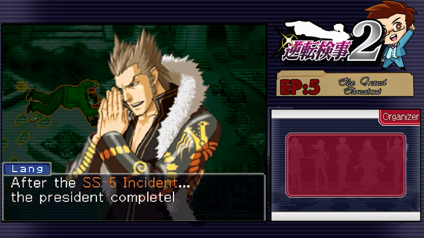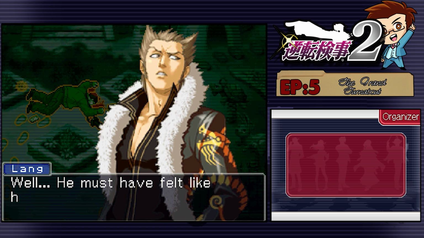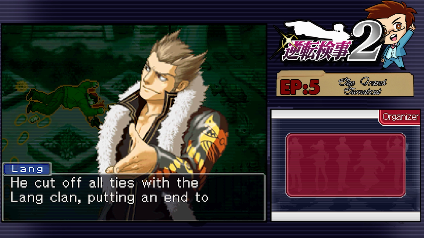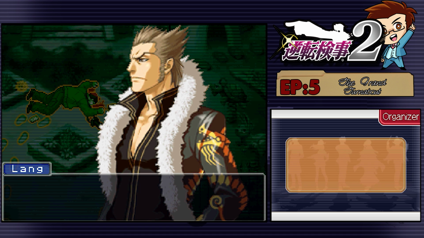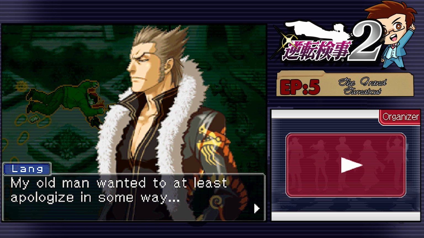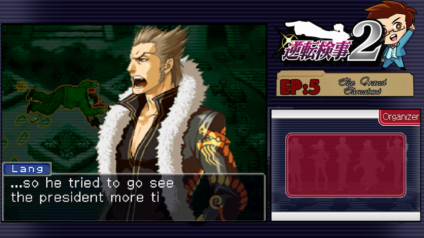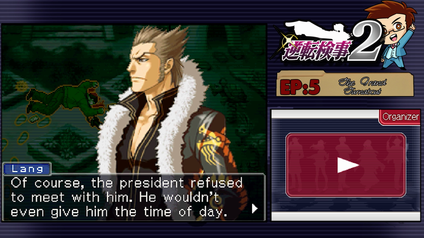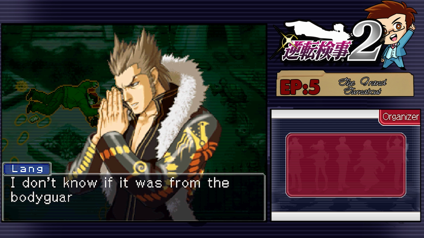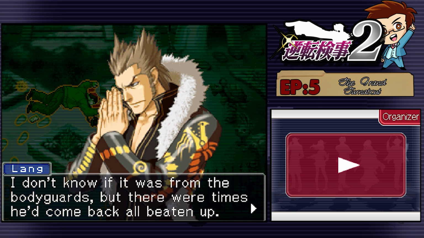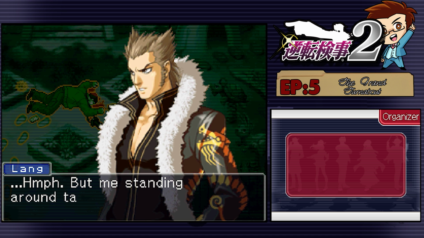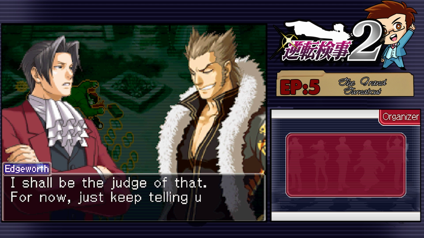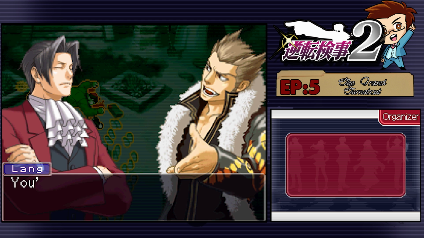After the SS5 incident, the president completely changed. Well, he must have felt like his trust had been betrayed. I guess it's only natural. He cut off all ties with the Lang clan, putting an end to our deep bond of trust. My old man wanted at least to apologize in some way, so he tried to go see the president more times than I can count. Of course, the president refused to meet with him. He wouldn't even give him the time of day. I don't know if it was from the bodyguards, but there were times he'd come back all beaten up. But me standing around talking about the past doesn't do jack, does it? No, it does not do jack. I shall be the judge of that. For now, just keep telling us what you know.